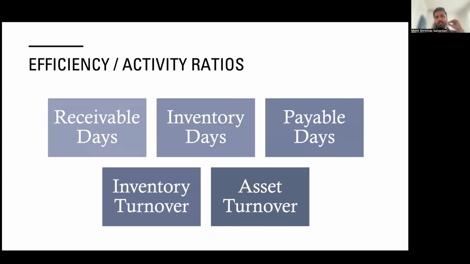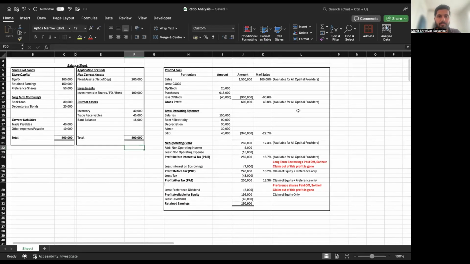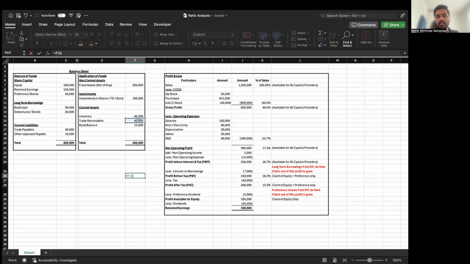So let's move into it. Let's get into it and look at the formulas for each of the ratios. To start with, we'll say receivable days. What is this ratio about? Let's look at it in this Excel. What receivable days talks about is your average receivable. I have only one year of financials here, so there's no average. But if you have previous year figures as well, you can take the simple average of those two numbers. For now, I am considering this as the average.